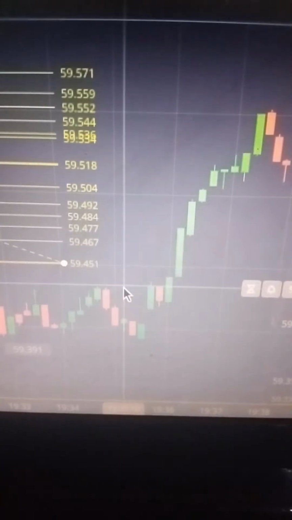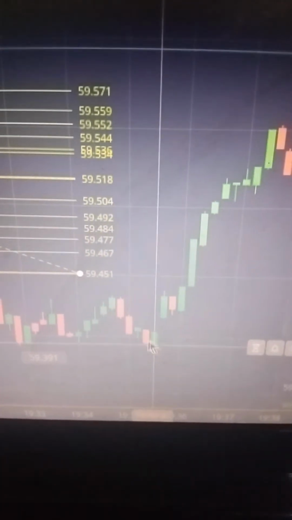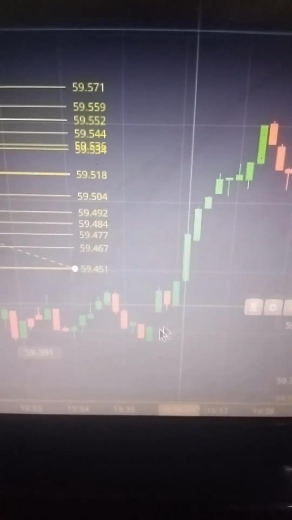Price jumped and took this swing high. What does that mean? Now, this is our swing high. And our swing low is this one. This is responsible for the break of that. So this is our range now.